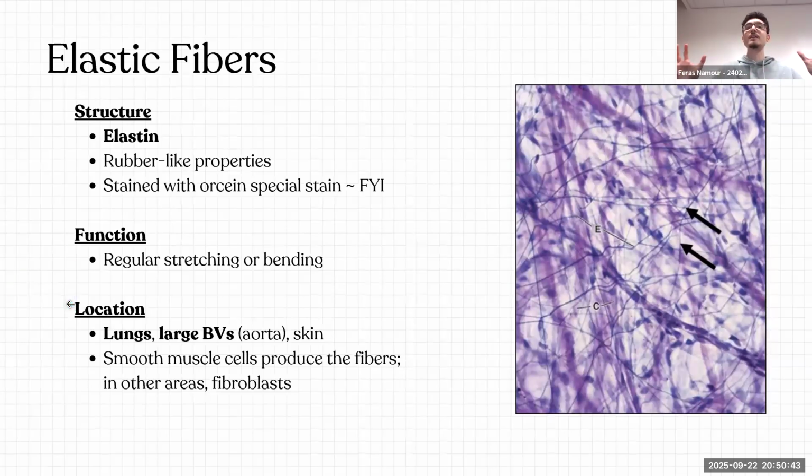Air goes in, I need to expand my lungs. Air goes out, I need to retract my lungs. Regular stretching and retraction, right? And my blood vessels, my aorta, my arteries, with blood pressure, the expanding and contracting and stretching, all right? All kinds of stuff. I need to be able to withstand this, and I do that through elastic fibers, through elastin.